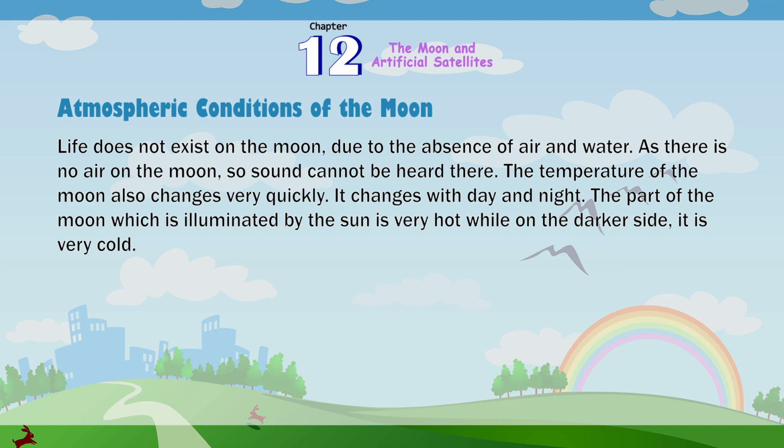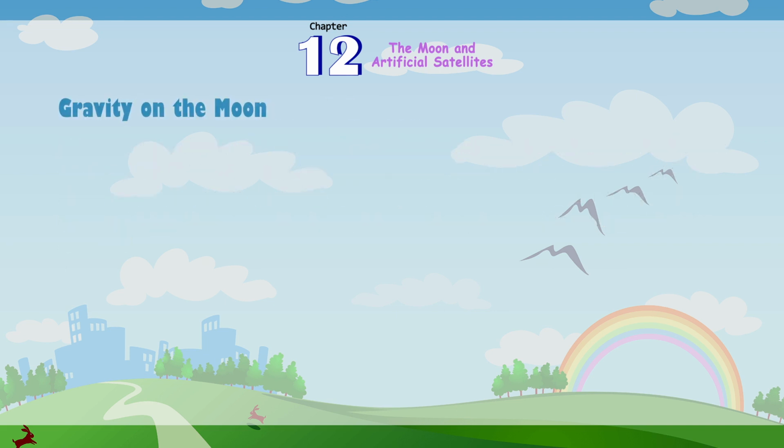The temperature of the moon also changes very quickly. It changes with day and night. The part of the moon which is illuminated by the sun is very hot, while the darker side is very cold. Gravity on the moon.